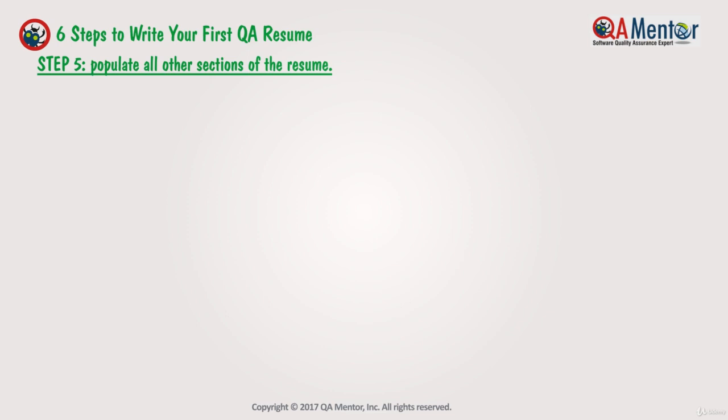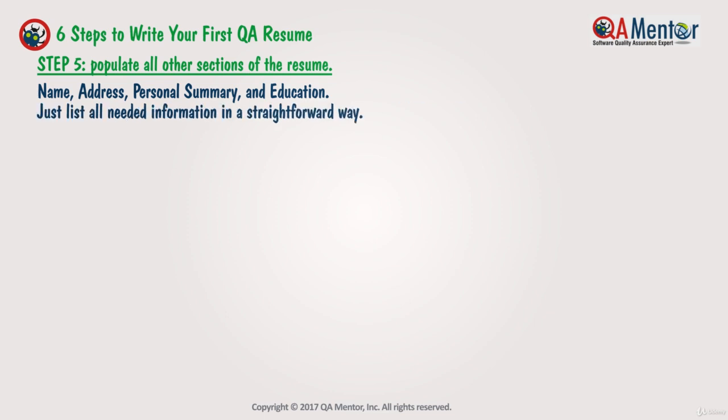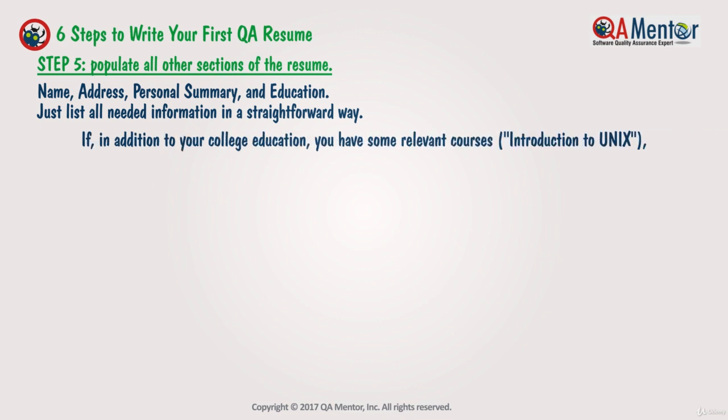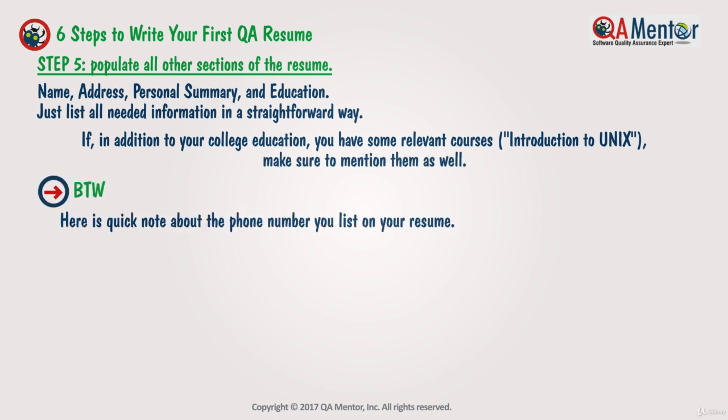Step 5. Populate all other sections of the resume: name, address, personal summary, and education. Just list all needed information in a straightforward way. If, in addition to your college education, you have some relevant courses, like Introduction to Unix, make sure to mention them as well. By the way, here is a quick note about the phone number you list on your resume.